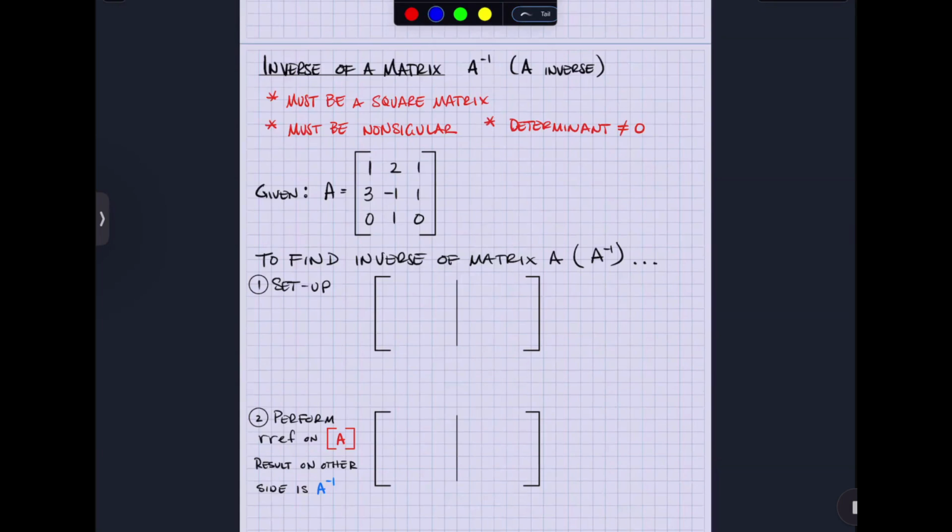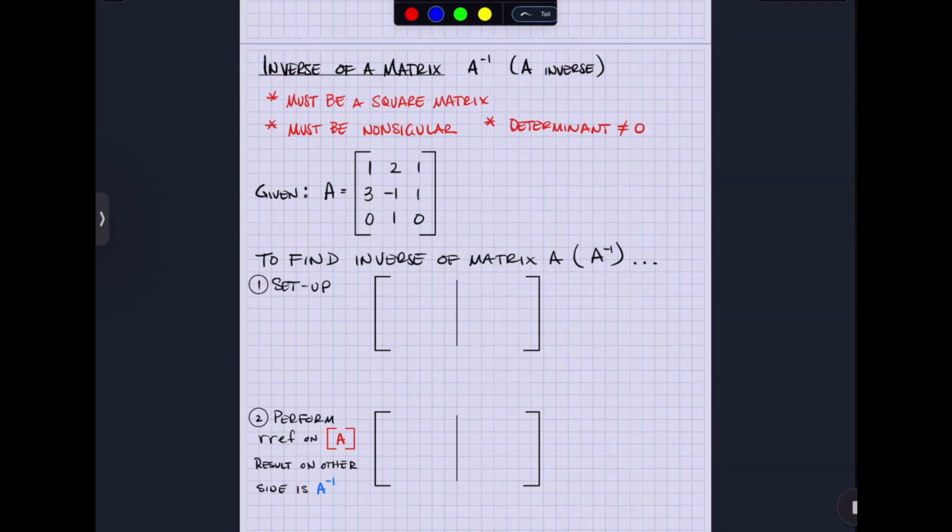Before we leave, we should talk about this. There is such a thing as the inverse of a matrix. However, to find the inverse, it has to be a square matrix. If it's not a square matrix, we cannot find an inverse.